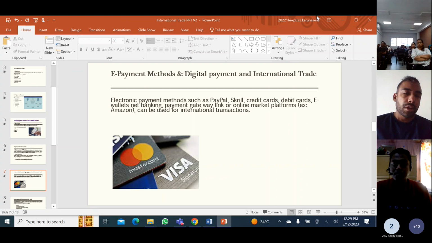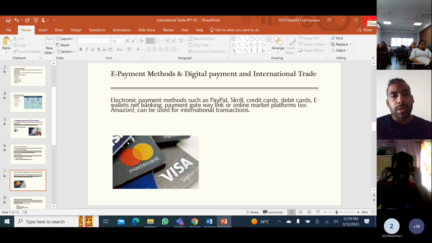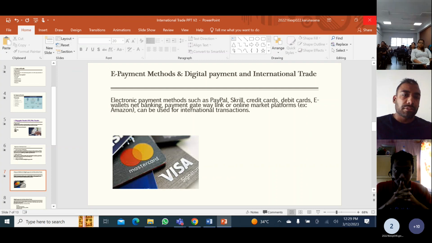Except for that, currently worldwide we are using PayPal, credit cards, debit cards, as well as online payment gateway links and online market platforms. For example, if you want to buy some goods, you can log into the Amazon site, buy goods from Amazon, and pay through PayPal or Visa card. Currently, Amazon is accepting cryptocurrency transactions also. So this is the trend in digital payments nowadays in international trade.